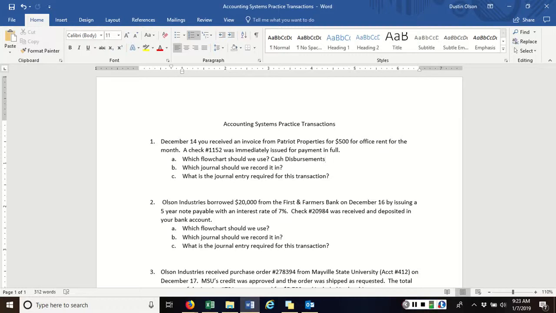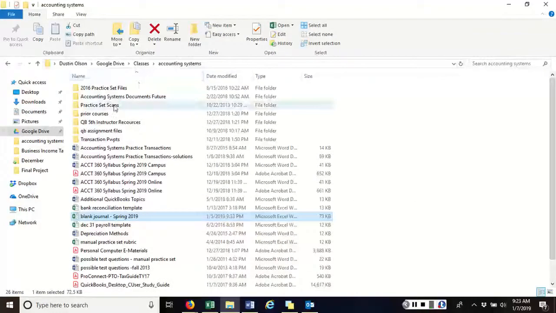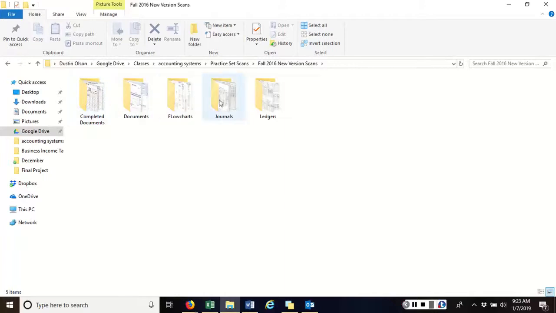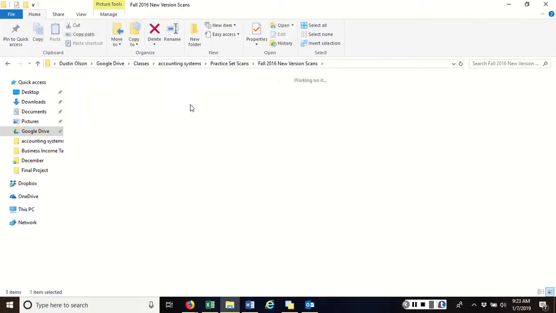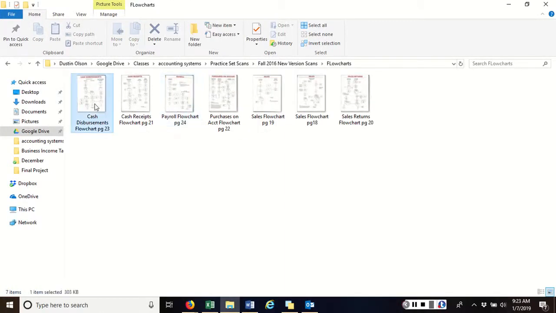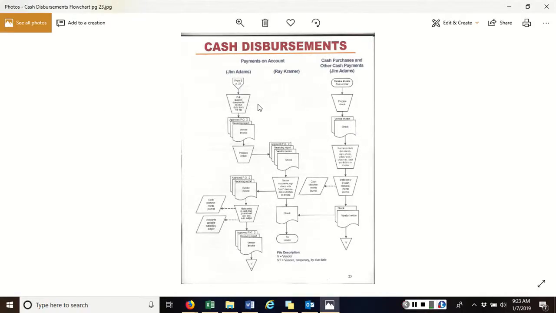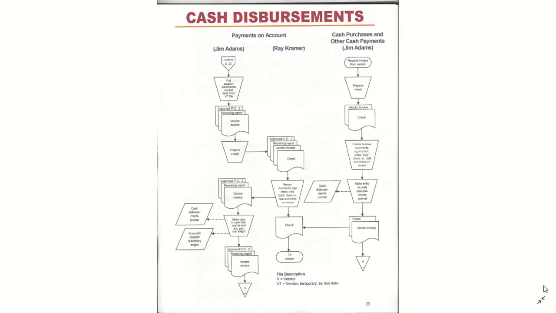And if you want to follow our flowchart along, I can pull up a copy of this on here. Flowcharts. So our cash disbursements flowchart, and basically we would just follow through step by step. So cash purchases and other cash payments would be the column that we're in.